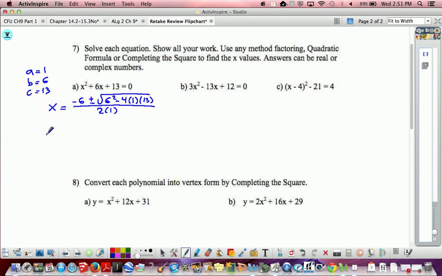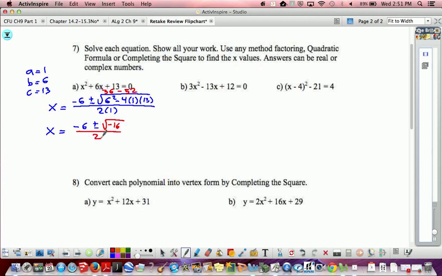So now as I continue to simplify this, I have negative 6 plus or minus, well, 6 squared, I'm going to change colors for a second here. 6 squared is 36, minus 4 times 1 times 13. I'm subtracting, I believe, what is that? 52? 36 minus 52 is negative 16, all over 2.